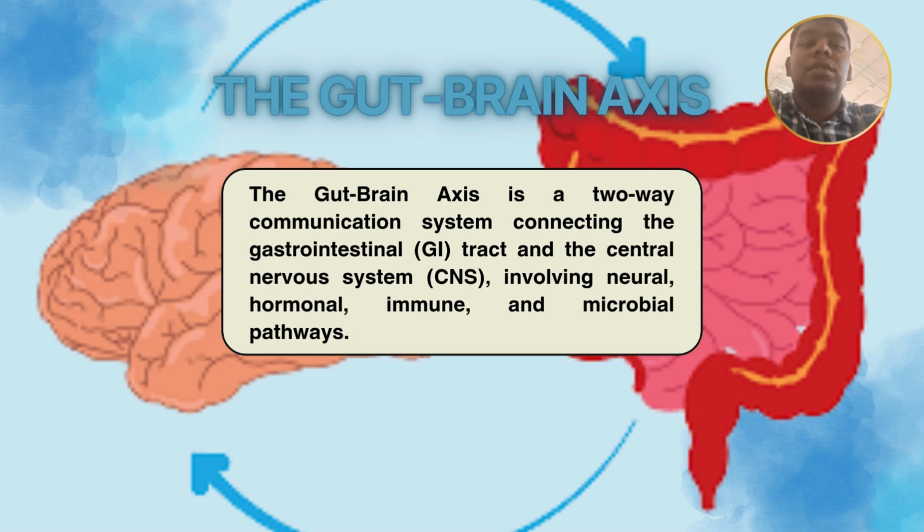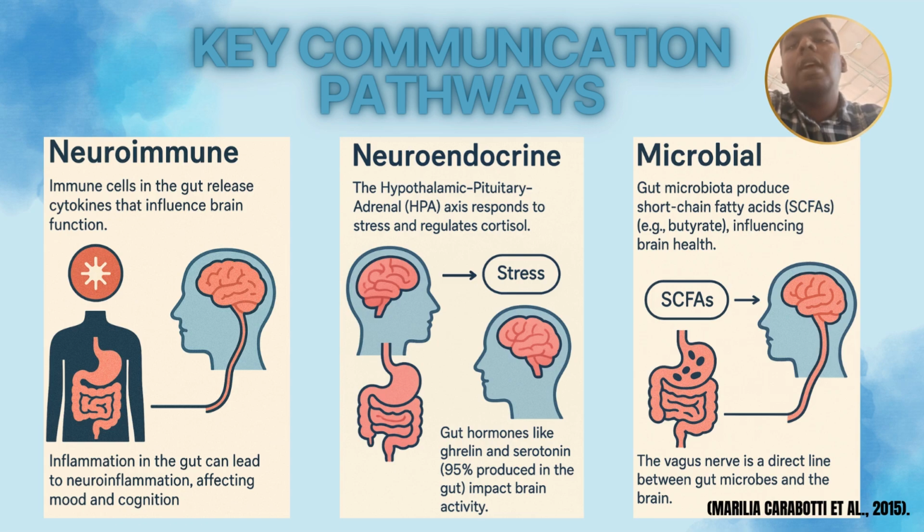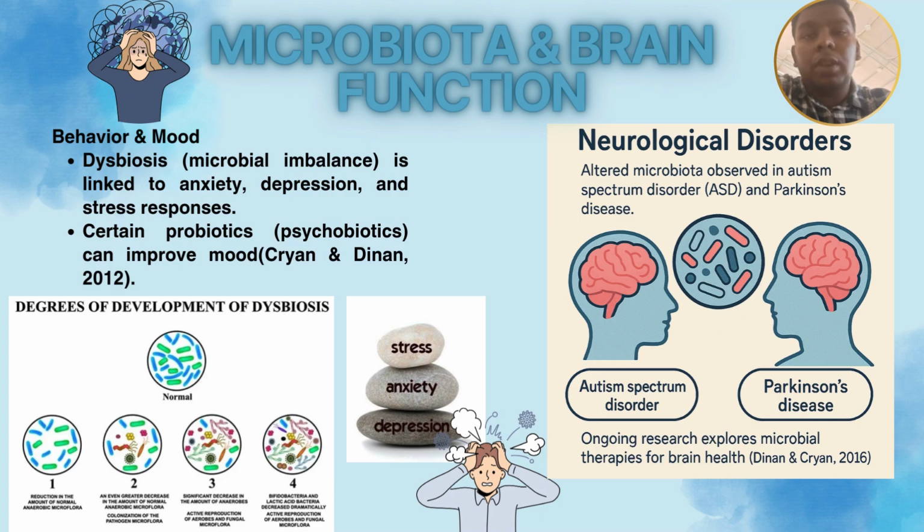The gut-brain axis (GBA) refers to bilateral communication between the gut and the brain involving neural, humoral, immune, and microbial pathways. There are three signaling routes. First is the neuro-immune pathway, where the gut releases cytokines that can influence brain function and mood. Second is the neuroendocrine pathway, which includes the HPA axis, where stress triggers the release of cortisol and gut hormones such as serotonin and ghrelin, which impact brain signaling. Third is microbial signaling. Our gut microbiota produces short-chain fatty acids like butyrate and communicates with the brain via the vagus nerve. This axis plays a major role in mental health.